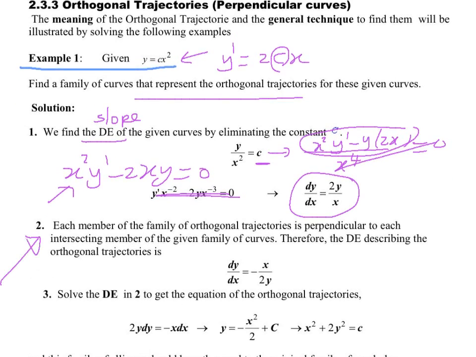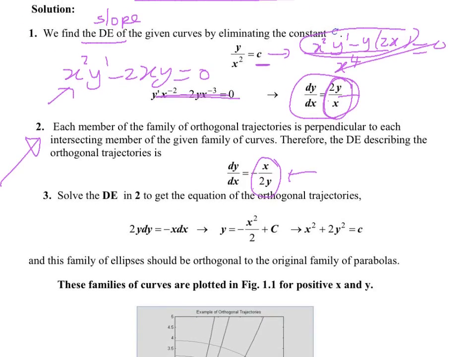Second step, find the slope of the orthogonal simply by taking the reciprocal of this and changing the sign. So instead of 2y divided by x, it is x divided by 2y. Instead of a plus, it's minus. If it was this minus, this will be plus. Step number 3, so this is now the differential equation of orthogonal trajectories.